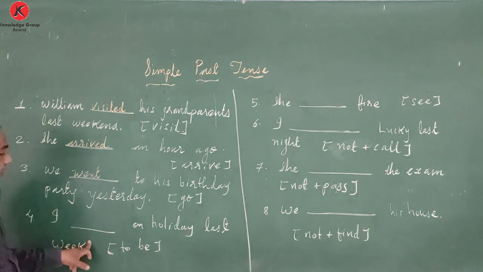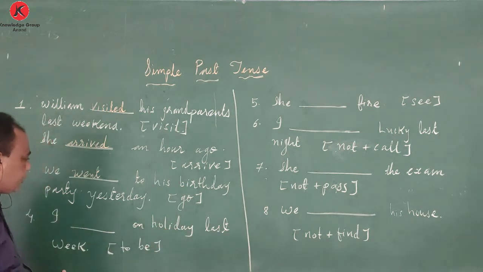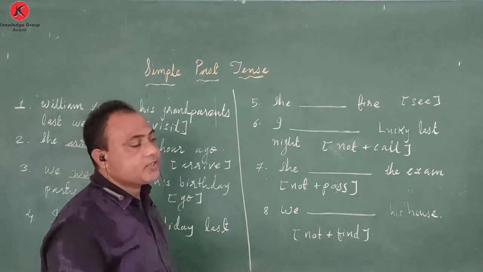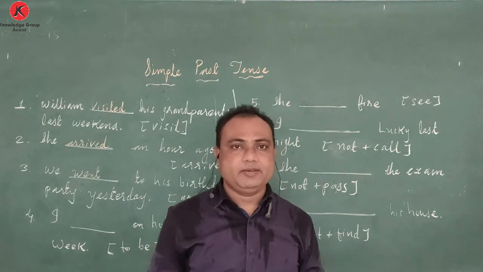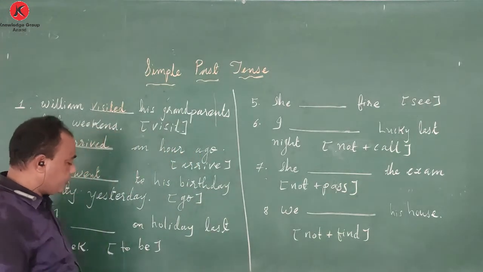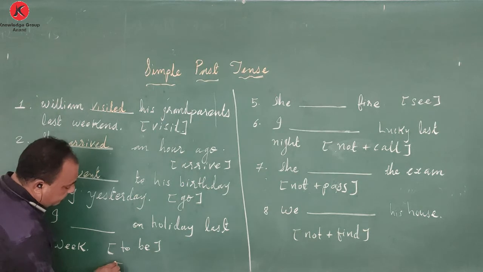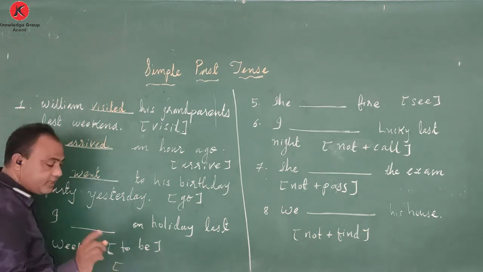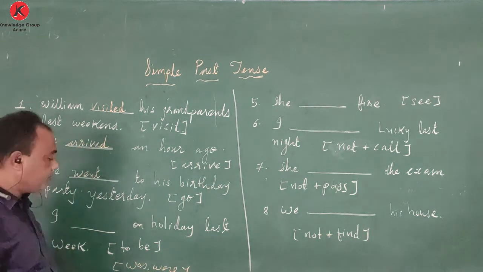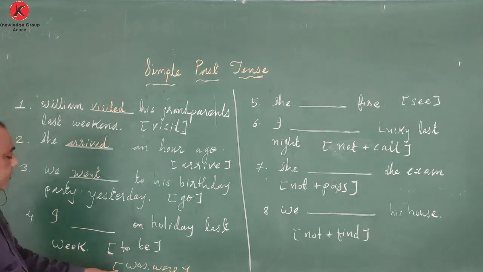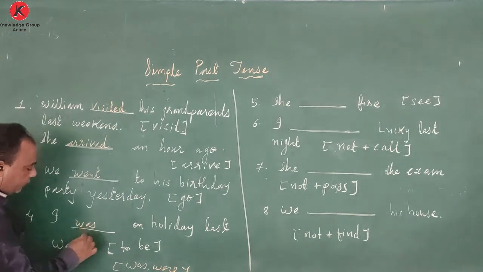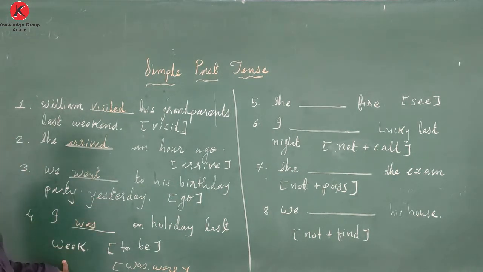Now, I dash on holiday last weekend. In the bracket, it is given to be. Now, to be, we had discussions in the previous session also, when we were discussing continuous tense and simple present tense. What is to be? You have to go in terms of am, is, are in the present, and was and were in the past. They are called the forms of to be. Here, since we are talking about the past, was is suitable, so I will write was. I was on holiday last week.